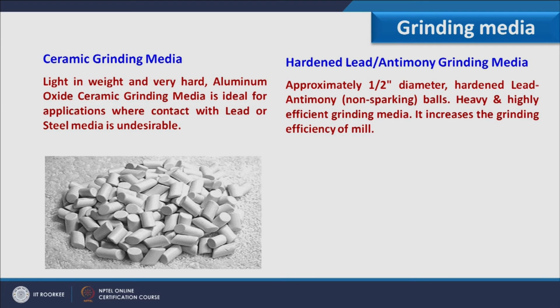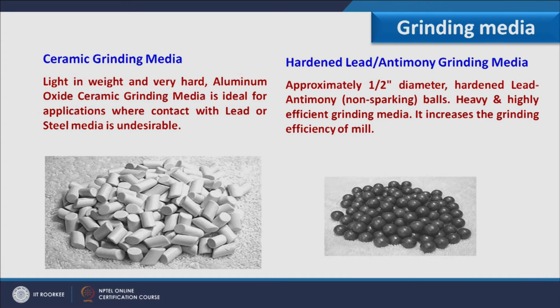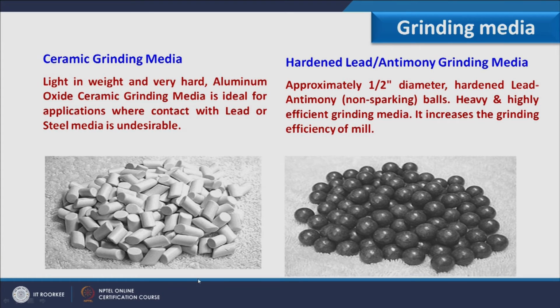Another media is hardened lead or antimony grinding media, approximately half-inch diameter hardened lead antimony, which are non-sparking balls. These are heavy and highly efficient grinding media. It increases the grinding efficiency of the mill. They look like this, as shown in this image, and are of ball structure.